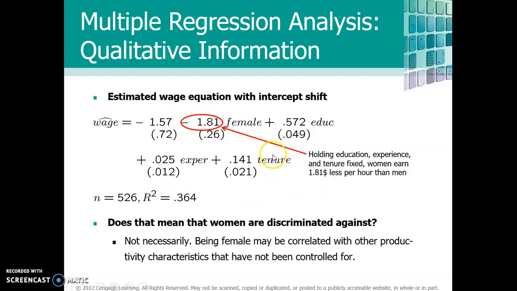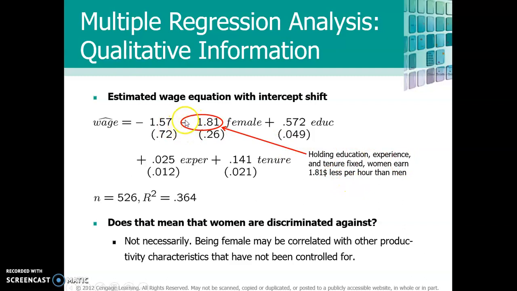So in this equation, we are estimating the wage equation, and we want to determine, assuming that female takes a value of 1 and holding all other factors constant, such as education, experience, and tenure. So if we hold all these other factors constant, it means that the woman actually earns $1.81 less per hour than men.